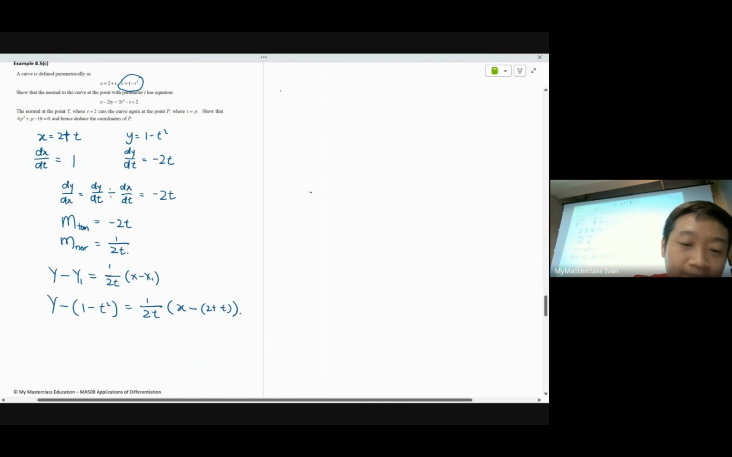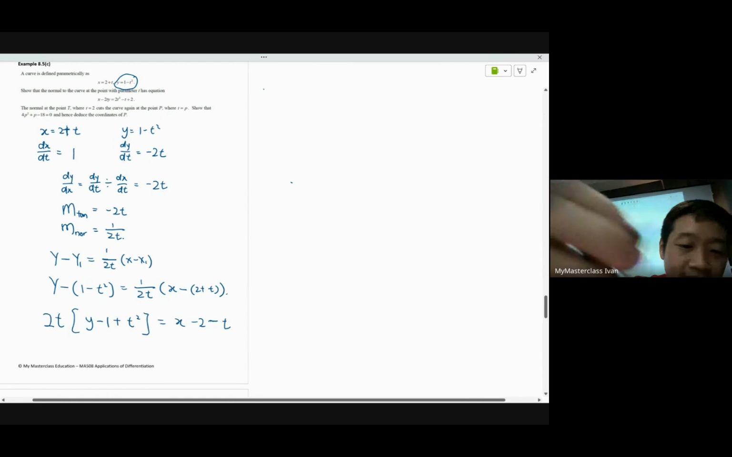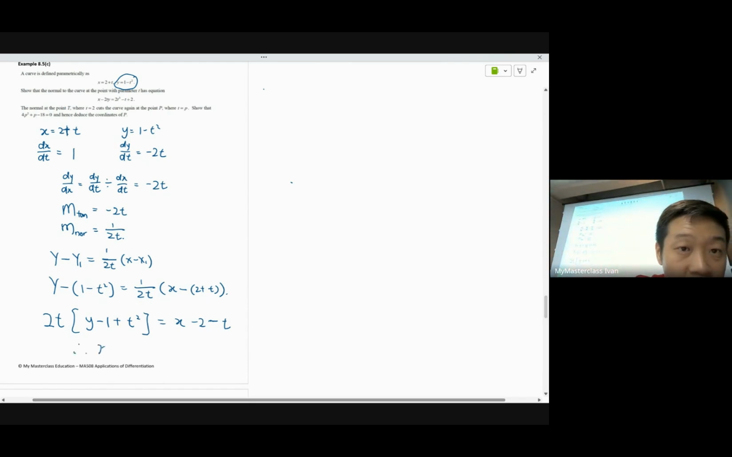Multiply the 2t to the left side, it is easier to do. Open up everything. That's the final answer already. Just open up everything and show. In fact, because it's a "show that", you can just write, therefore.